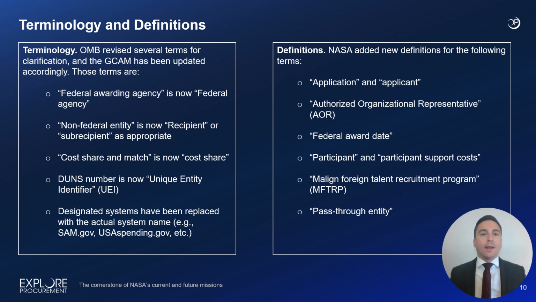Throughout the GCAM, NASA has revised terminology to align the document to OMB's revisions to terminology in 2 CFR. For example, Federal Awarding Agency is now Federal Agency, and non-federal entity is either recipient or subrecipient, where applicable. The table on the left of the screen outlines the major revisions to terminology that you will see throughout the 2024 GCAM.